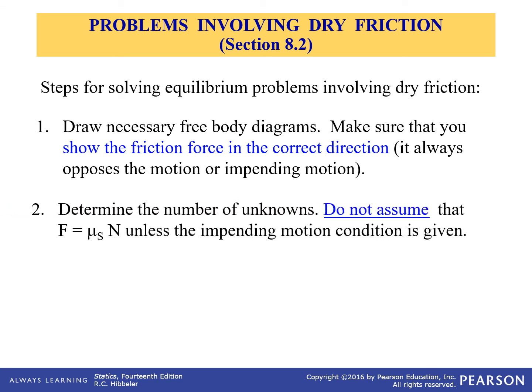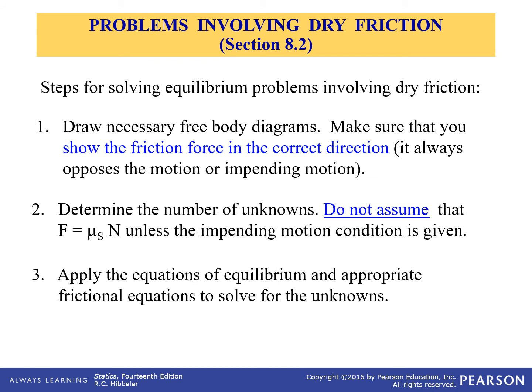You're going to determine your unknowns. The one thing you can't assume is, I said friction is fun, right? Static friction is mu s, a constant, times N. Mu s will be given to you in the problem, N is the normal force. You can't assume that is true unless the box or the body that you're trying to move is actually about to move. That's the impending motion condition. If that's given, then friction is fun. If that's not given, then you can't assume that.